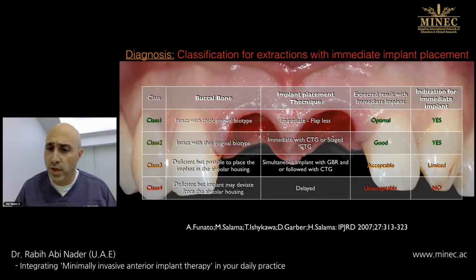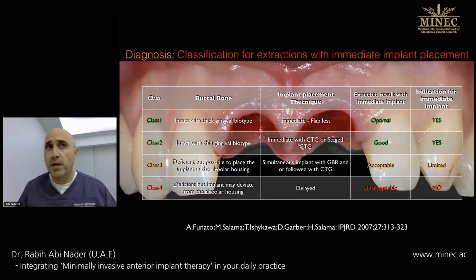So let's say you do the extraction, then you have to assess. The most important thing to assess first is the buccal bone. You have to see the presence of the buccal bone. Class 1 would be when the buccal bone is intact and you have a thick biotype. In this situation, you can expect a very good result, and it's the ideal situation to do immediate flapless implant placement.